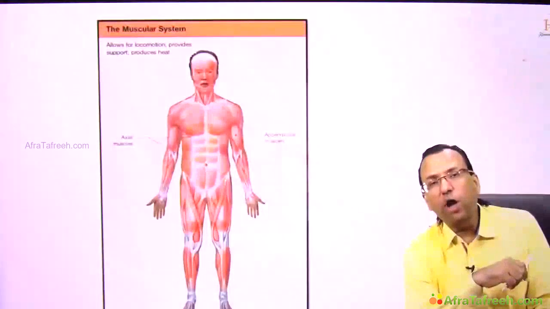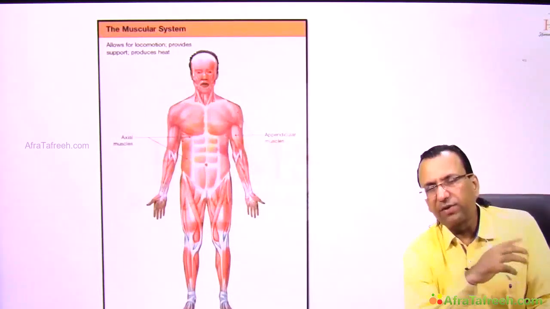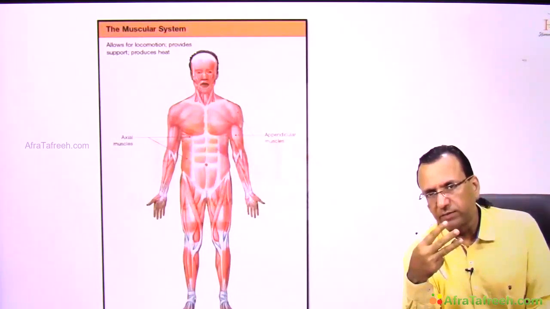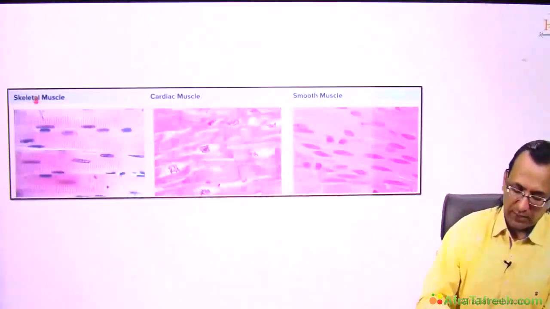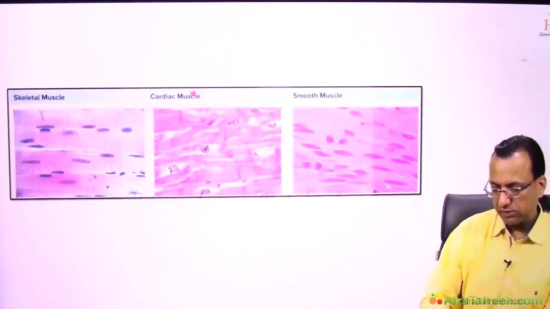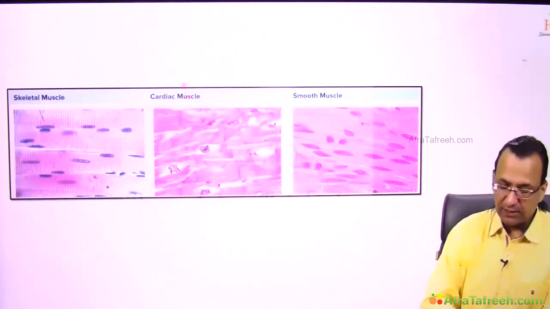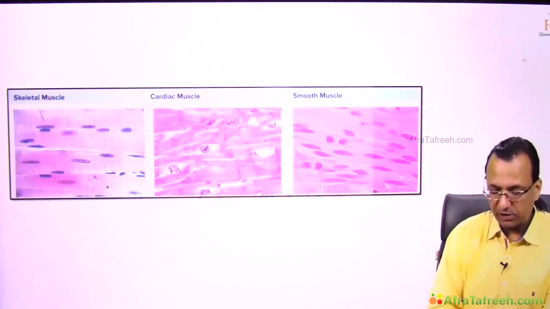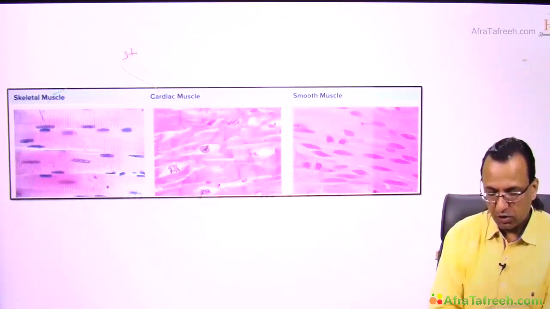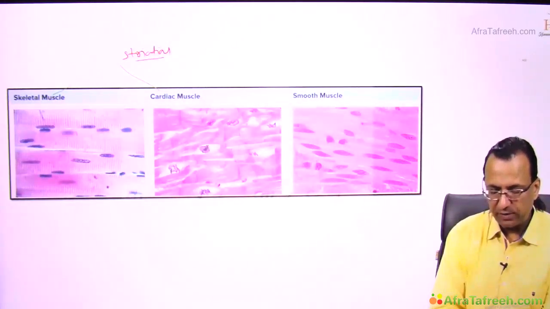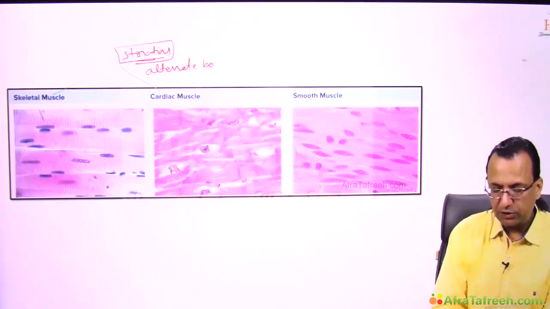We are going to talk about the muscular system, and there are three types of muscles we focus upon. As you're talking about the three types of muscles, we're going to compare skeletal muscle with cardiac and with smooth muscle. In fact, the skeletal and cardiac muscles are called striated. They have striations. What are striations? Striations means there will be alternating bands which are dark and light, dark and light.